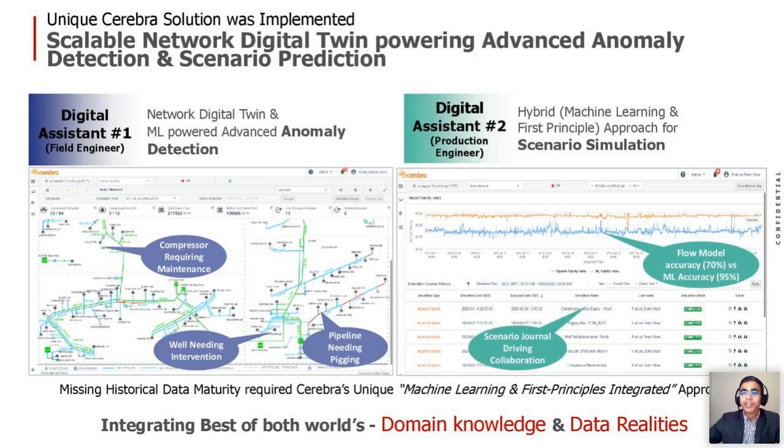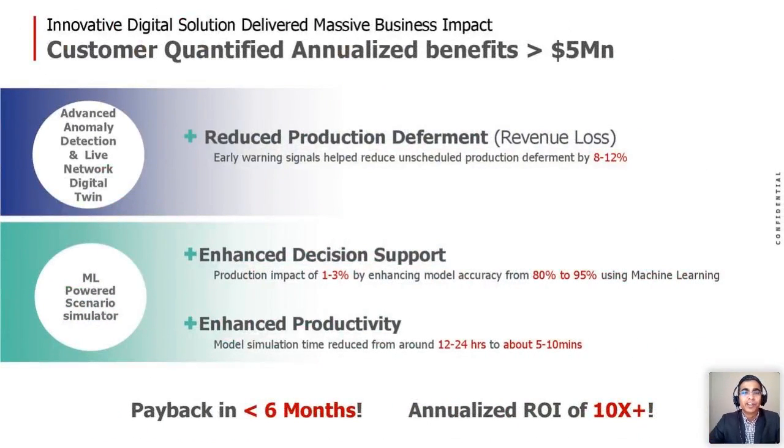So just to go into the details of what we were able to deliver in terms of annualized benefit, most of our customers and prospects, when we talk to them, have real worries about the perceived value or ROI from a machine learning kind of project. So when we looked at the results that we were able to deliver to our customers, we reduced the production deferments by 8 to 12% across the network.